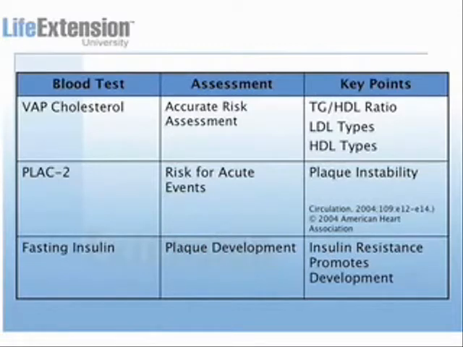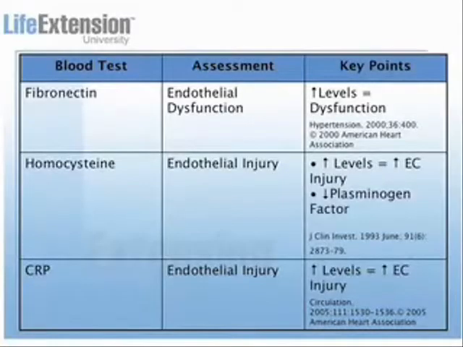The third one is fasting insulin. Fasting insulin has been shown in some good studies to promote the development of plaque through insulin resistance. The fourth one is a new one. Your doctor may not have even heard of this one. It's called fibronectin.